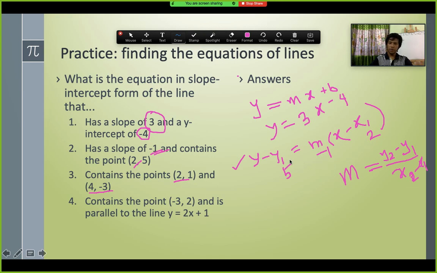Once you get the value of m, you already have x1, y1 here. Any point you can consider x1, y1. It will give you the answer.